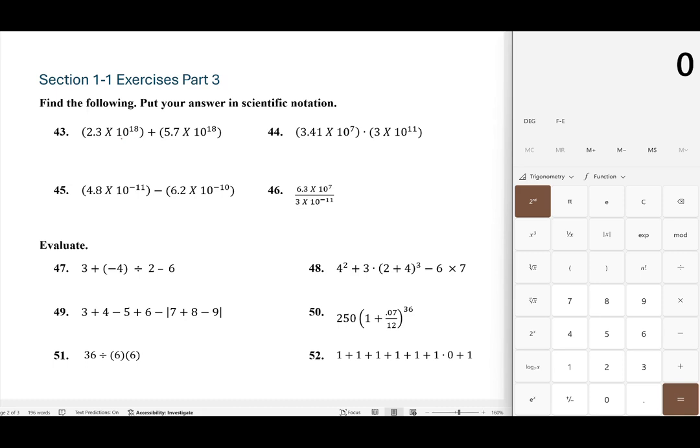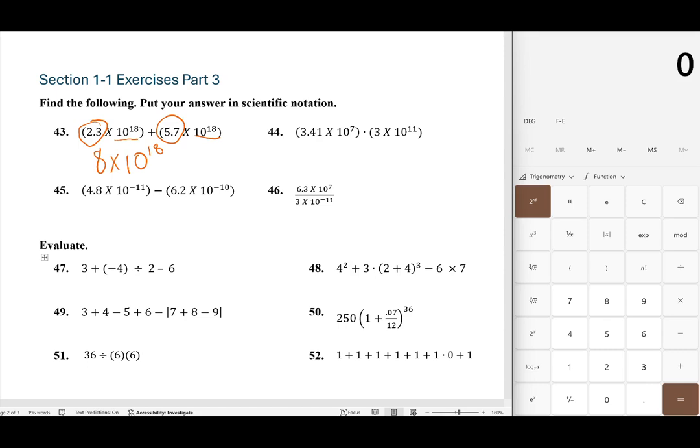43, whenever you add or subtract, just like in 45 as well, you need to have the same exponent on the 10. We already match in number 43, so we're going to go ahead and just add together the numbers that are not 10. So we're going to add 2.3 plus 5.7. You can do that in your calculator or in your head. That is 8. And then you're going to keep the base the same.